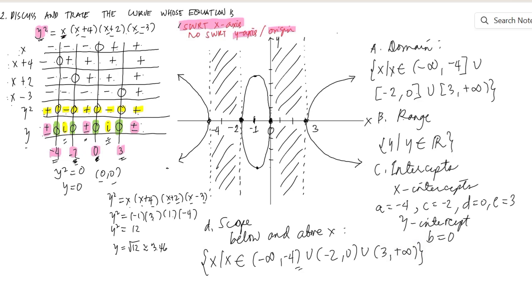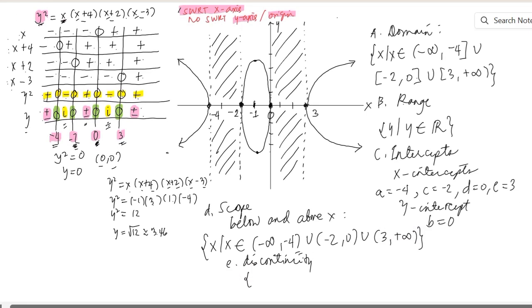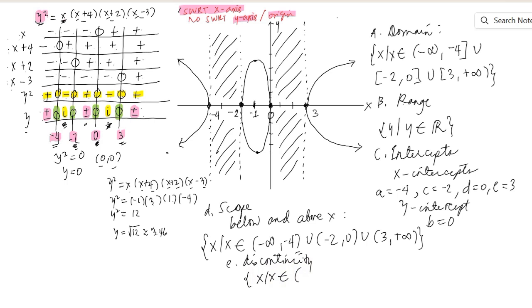So for this type of curve, we don't have asymptotes. And if we are going to talk on the discontinuity, our curve is discontinuous in this location where we have an imaginary value. So the curve does not exist at x from the negative 4 up to negative 2, union of the set from 0 to positive 3.